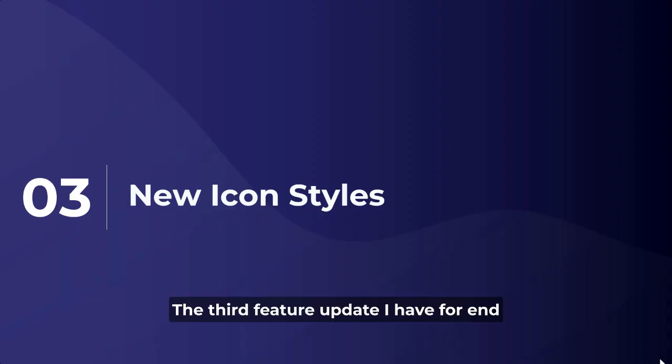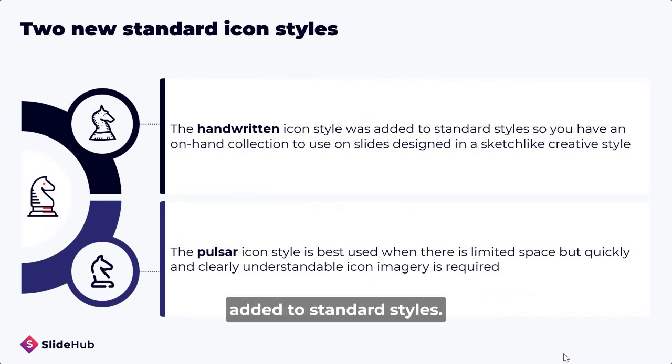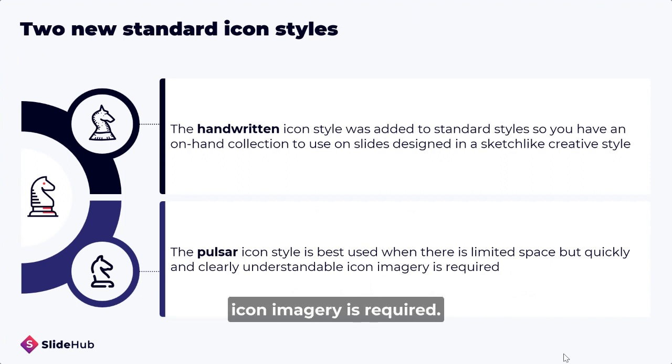The third feature update I have for end users today is the new icon styles that we have added to the standard icon collections. The handwritten icon style was added to standard styles, so you have an on-hand collection to use slides designed in a sketch-like creative style. The pulsar icon style is best used when there is limited image space, but quickly and clearly understandable icon imagery is required. Let me show you where you can find it.